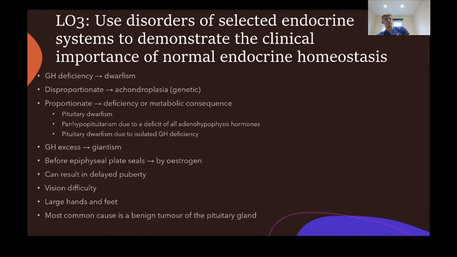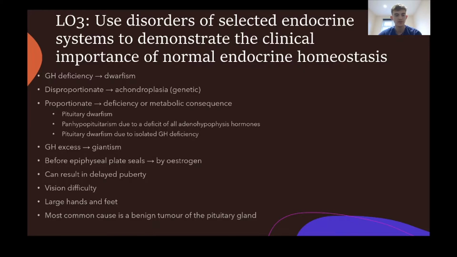So what happens in the disorders? So you can either obviously have too little or too much of the hormone. So we've got deficiency in the form of dwarfism, and this splits off into two categories of disproportionate, which is genetics, such as achondroplasia, as well as proportionate, so we've got deficiency or metabolic consequence. So that could either be pituitary dwarfism due to this isolated growth hormone deficiency, or it could be panhypopituitarism, and that's due to the deficit of many adenohypophysis hormones, so not just growth hormone.